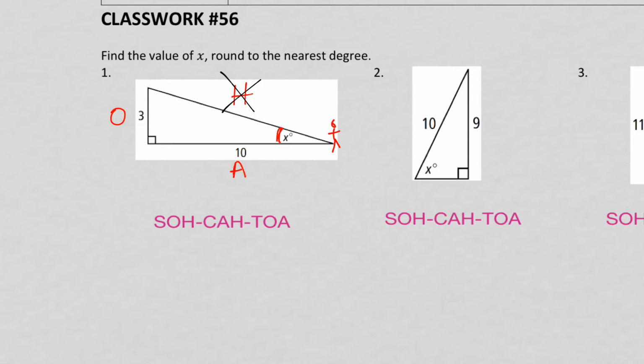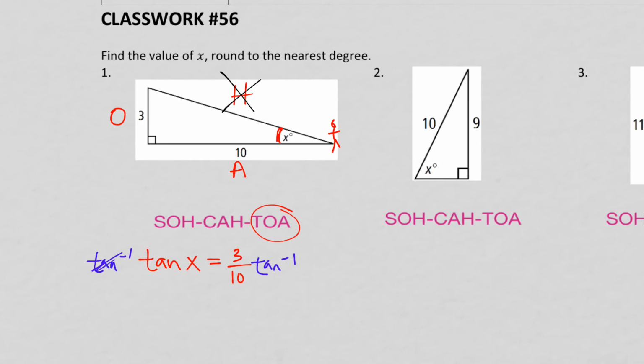In my SOHCAHTOA, OA is going to be tangent. And that's how I'm going to pick which one to use. I can write tangent of my missing angle x equals opposite, which is 3, over adjacent, which is 10. Then I can solve for my missing angle x by using the inverse of tangent on both sides.